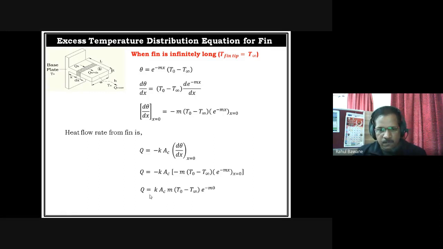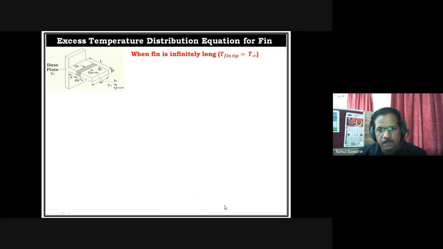Now simplifying this, we get heat transfer rate q equals k AC m. The minus minus becomes plus, so the negative sign is removed. So m T0 minus T infinity e raised to the power minus m into 0. Why 0? Because we are talking about x at 0. So it becomes minus m into 0, which is 0, and e raised to the power 0 has a value of 1. So our simplified form is q equals k AC m T0 minus T infinity.